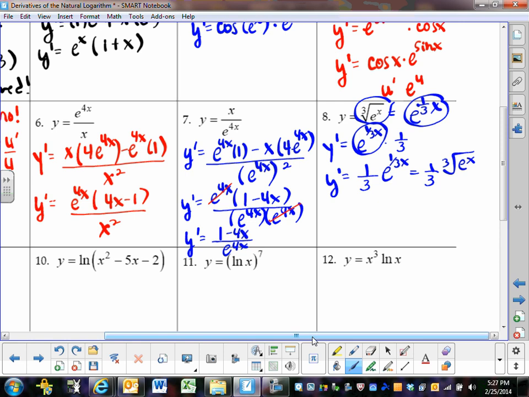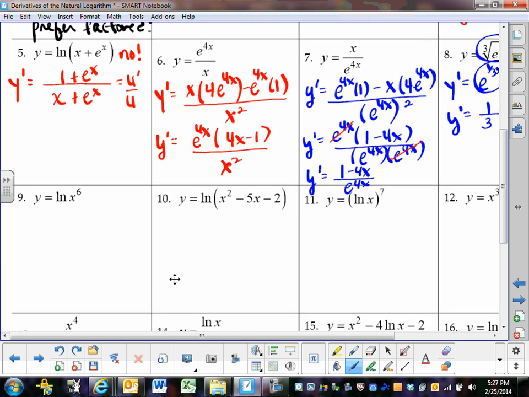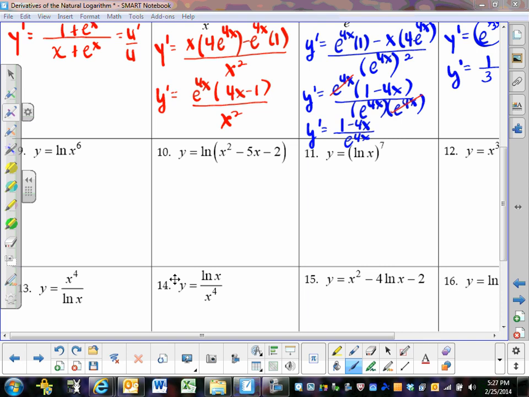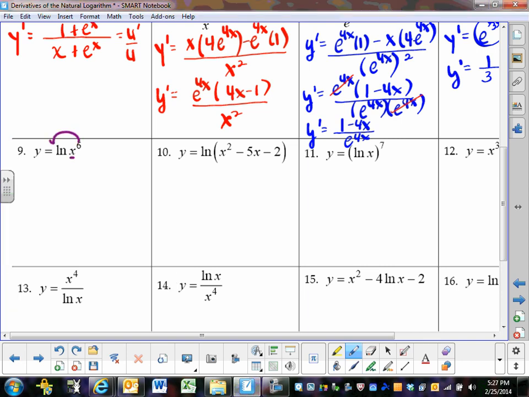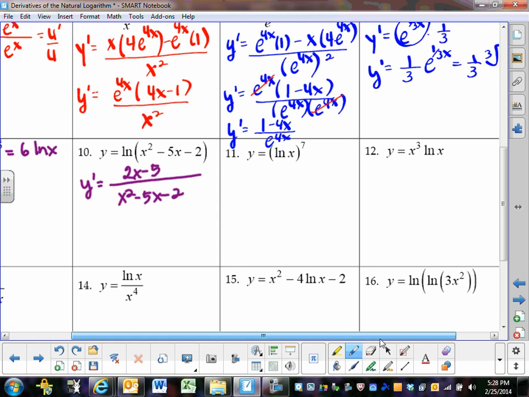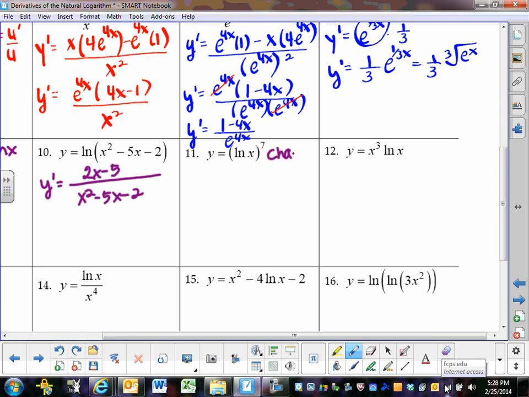So if we do the same thing in the other direction, we have to be careful with our low d high. Order does matter. So it's low d high minus high d low over the square of what's below. So my y prime gives me e to the 4x factored out, 1 minus 4x. And technically on the bottom, I have e to the 4x times e to the 4x. So one of these is going to cancel. So my final y prime is 1 minus 4x all over e to the 4x.